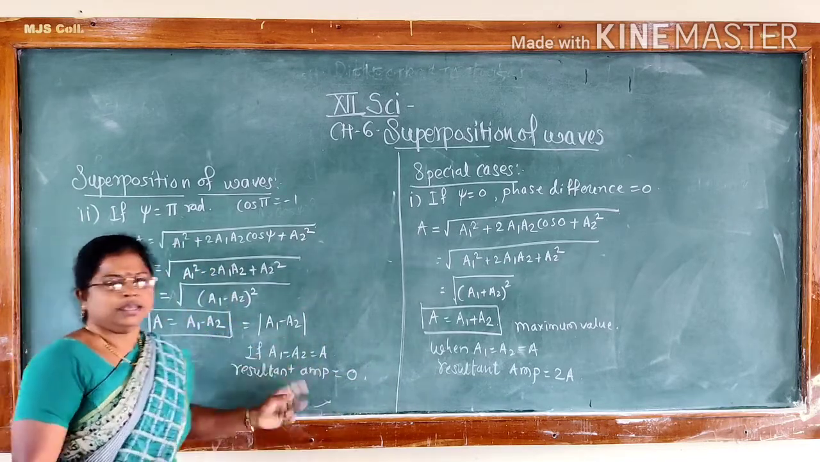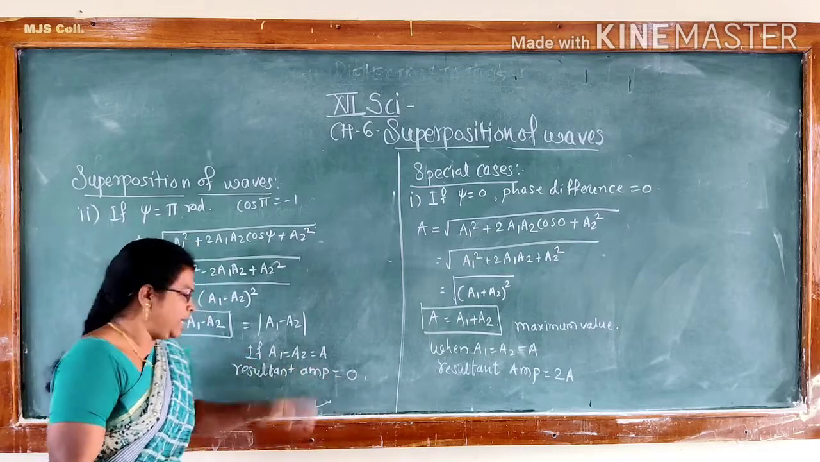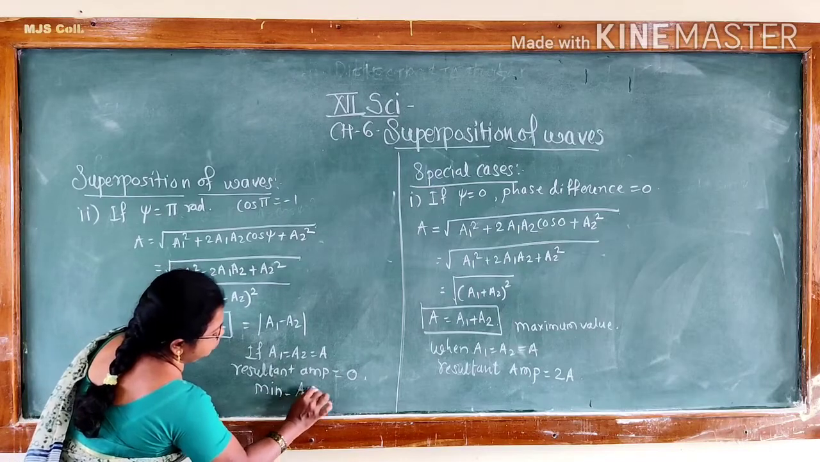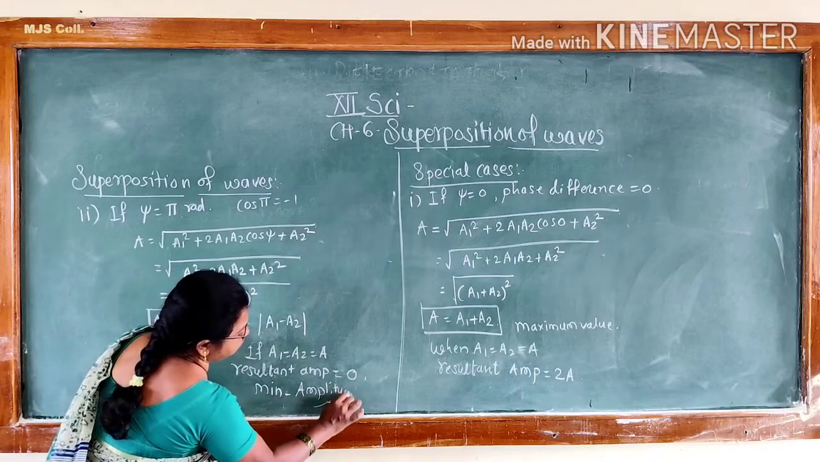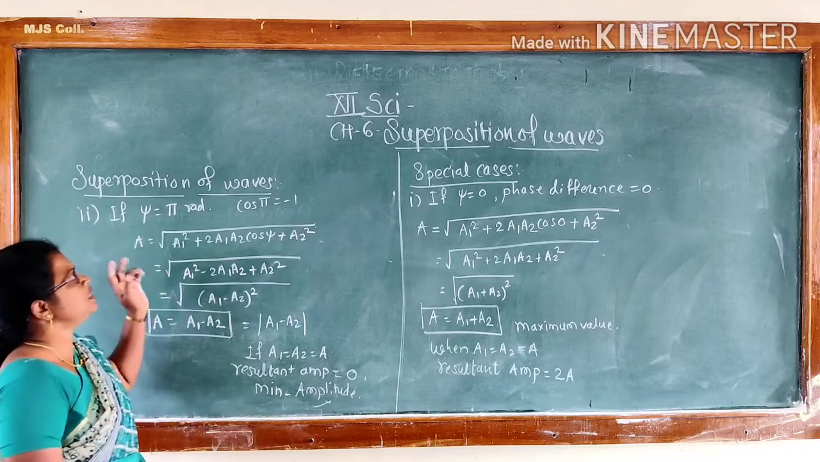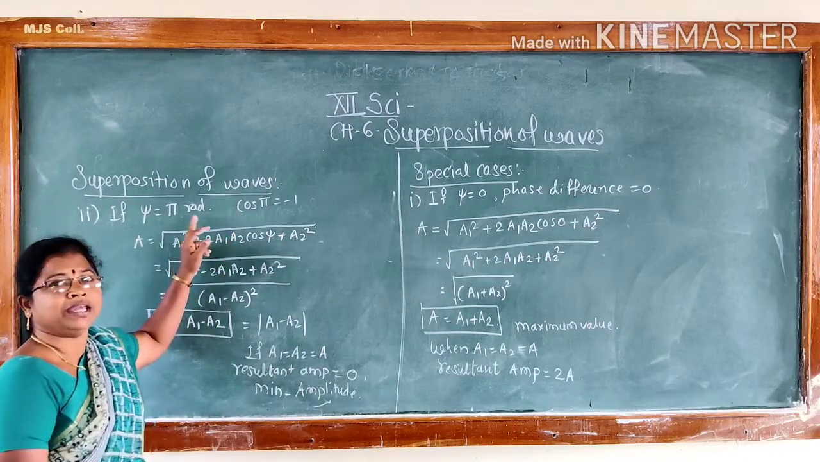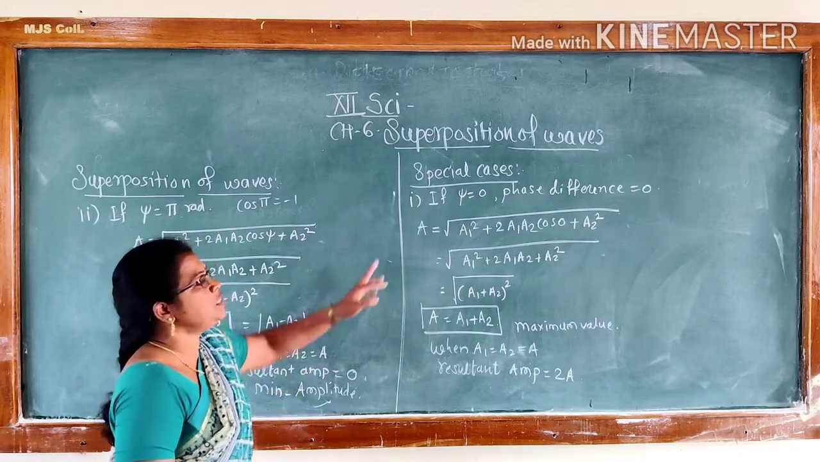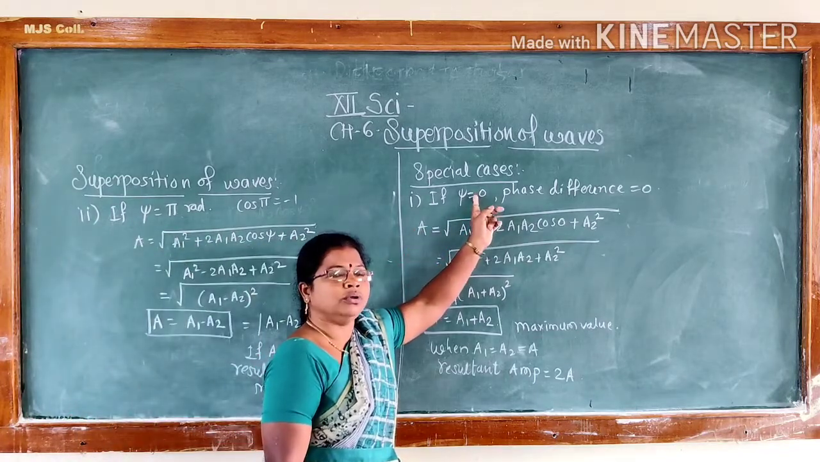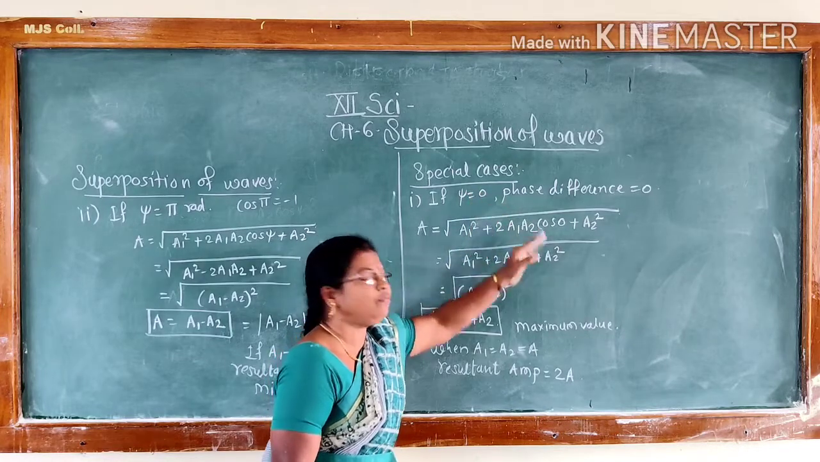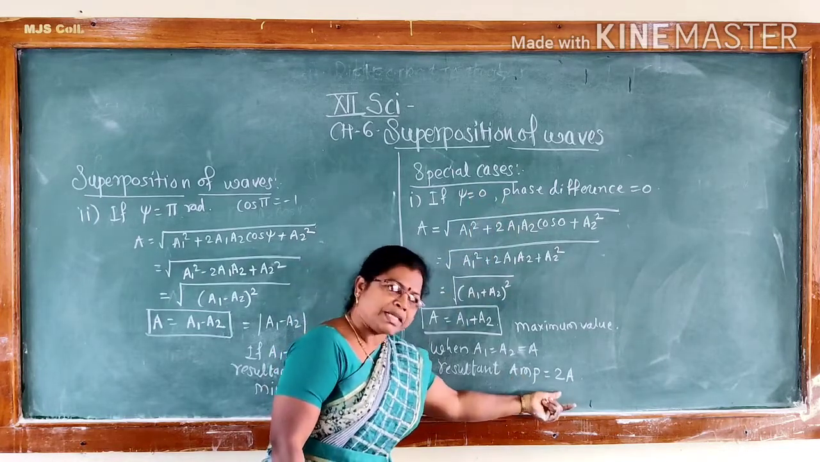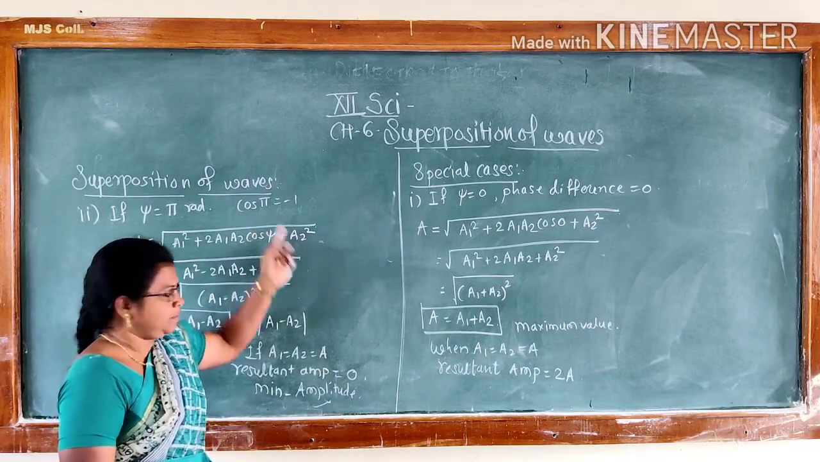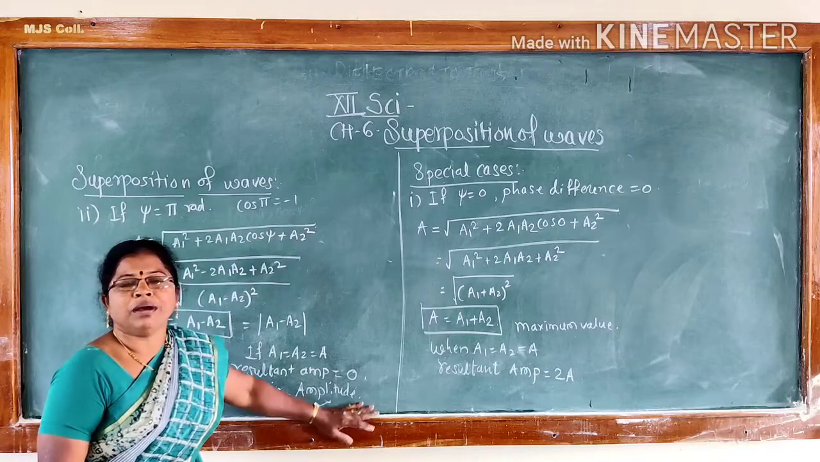Okay, a minus a becomes 0 and it is the minimum amplitude. When the phase difference is pi radian, then there is the minimum amplitude. When the phase difference is 0, that means when two waves are in phase, then there is the maximum amplitude. When two waves are out of phase, then there is minimum amplitude.